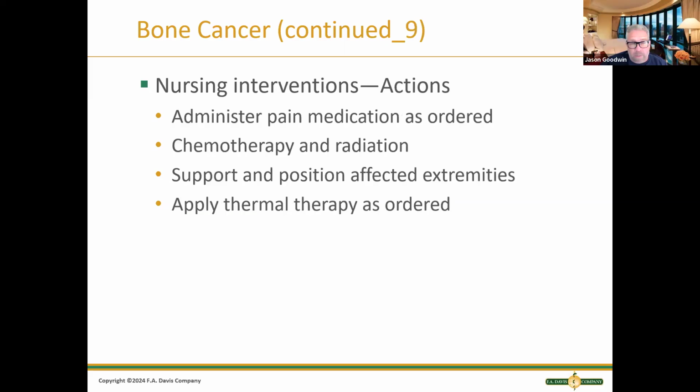So we're just going to administer the pain medicine as ordered. We're going to help them through chemotherapy and radiation. We're going to support and advocate and help to position their affected extremities. And then any kind of thermal therapy, more for comfort, is going to be what we help with as well.